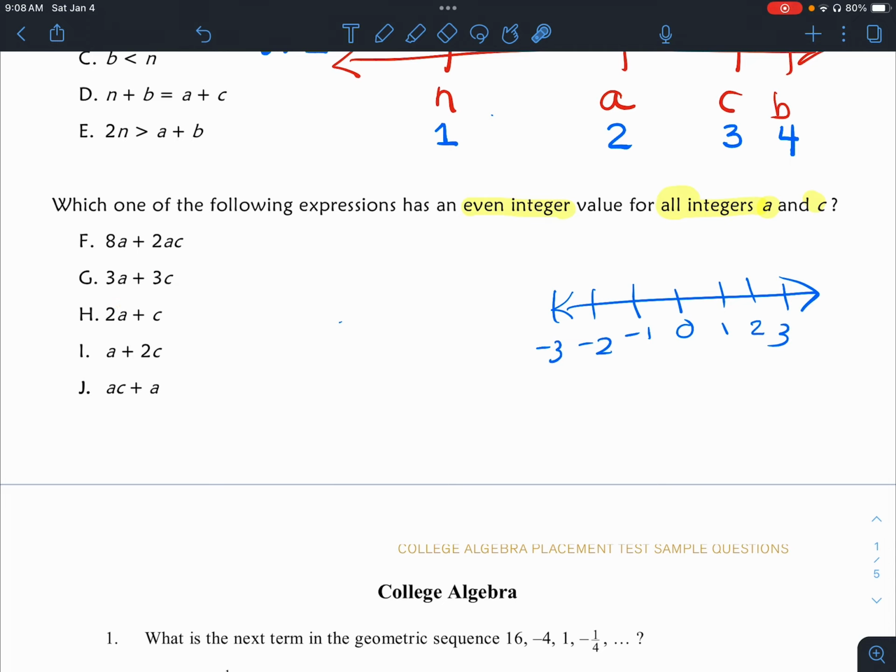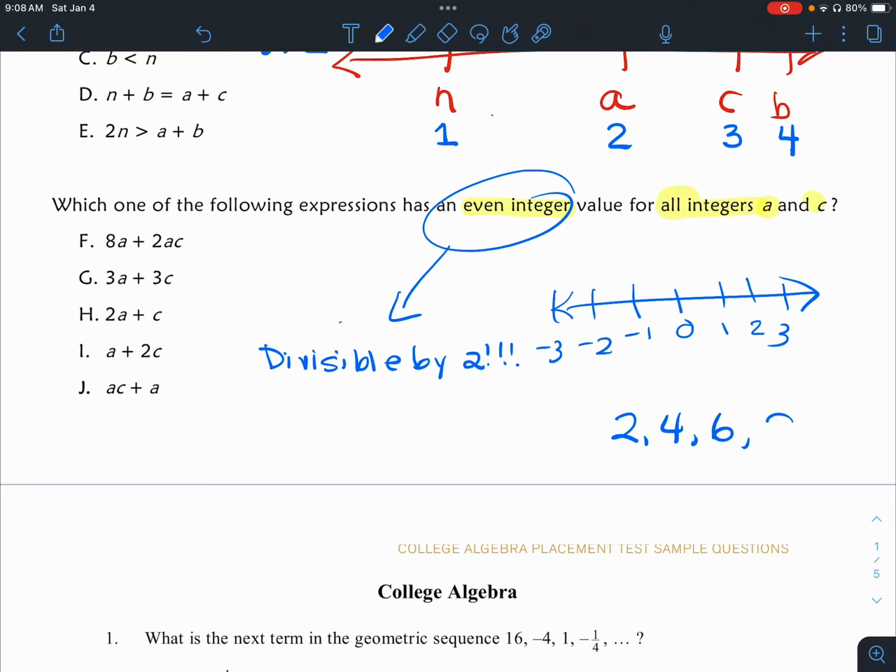Okay, well, here's what even integers have in common. All even integers are divisible by 2. Okay, if it's even, you can divide it by 2. I mean, 2, 4, 6, 8, even when they're negative, -10, you can divide it by 2. So you want to look at these answers and figure out which of these answers, only one of them, is divisible by 2.